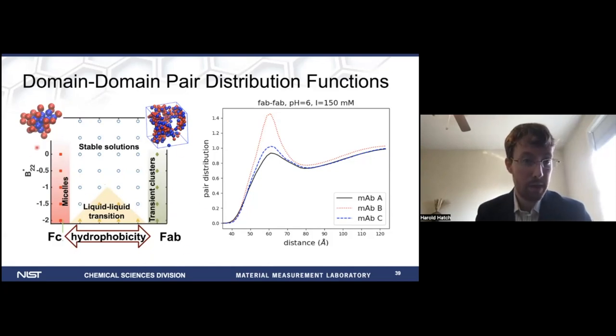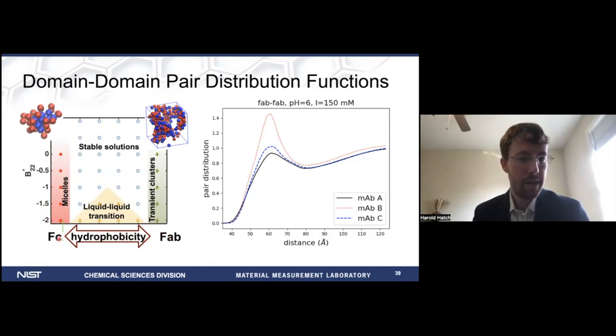This was a figure by Marco a few years ago that we find really useful. So let me walk through it. This is the second virial coefficient. Again, lower virial coefficient means more attraction. And on the x-axis is basically the ratio of the attractions of the Fc versus the Fab.